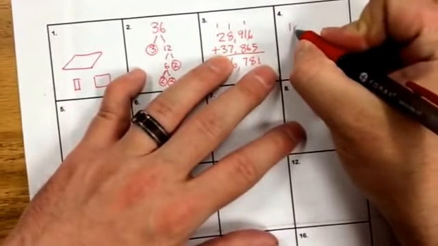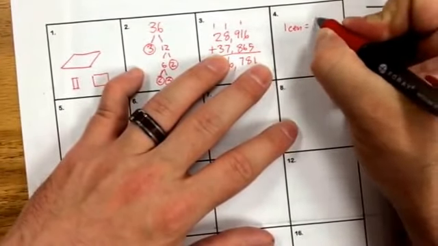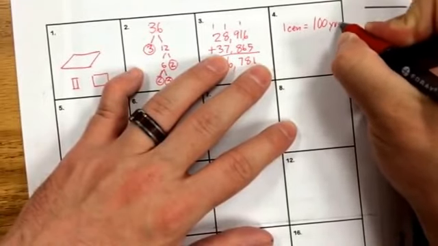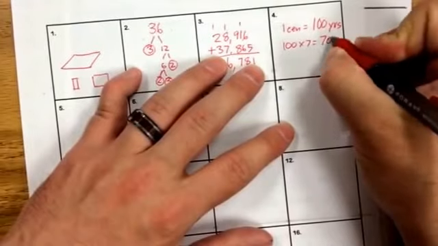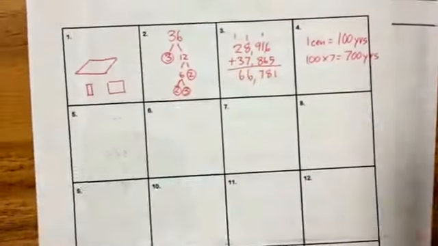All right, and then how many years are in 7 centuries? I know that 1 century equals 100 years. So 100 times 7 equals 700 years.